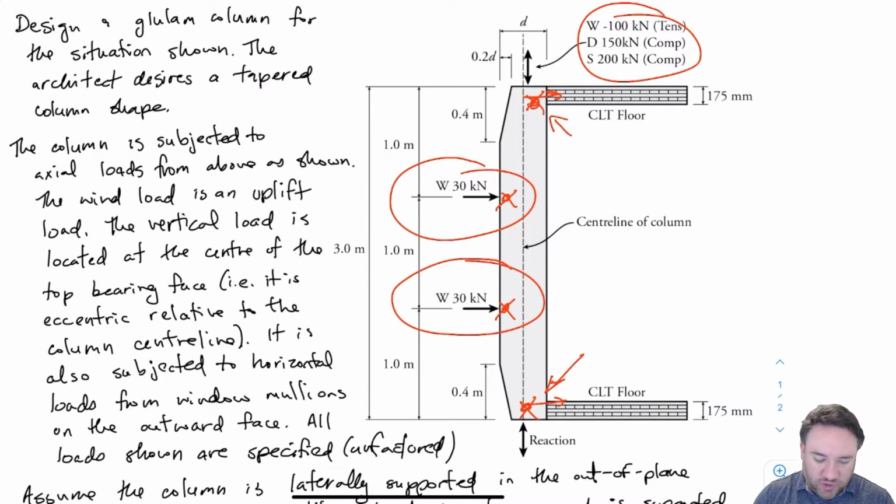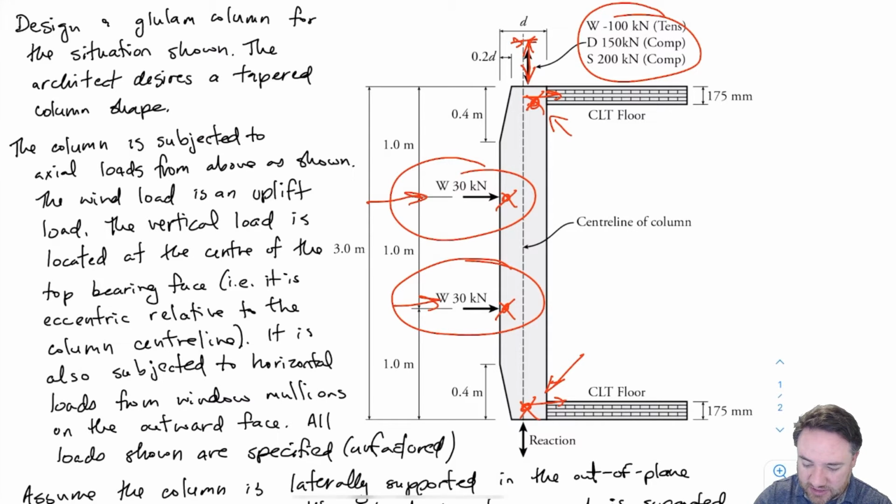And we also have an eccentricity on our load. So we have two different effects of moment that we need to consider. One being, of course, the direct moment caused by these lateral forces from the wind. And we have an additional moment that's caused by this load here being eccentric relative to the center line.